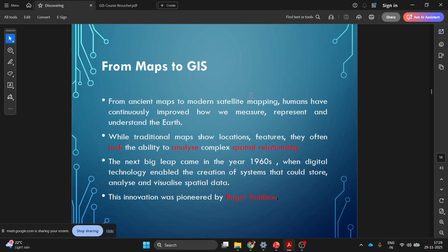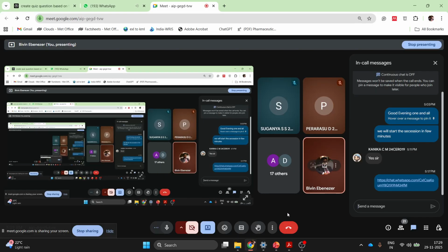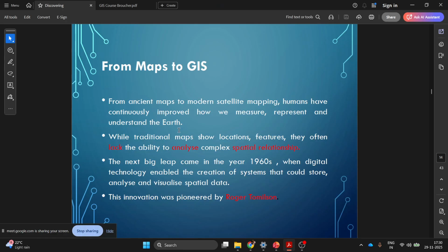So from maps to GIS, from ancient maps to modern satellite mapping, humans have continuously improved how we measure, represent, and understand the Earth. People have made different representations to understand how the Earth can be represented, because the Earth is a sphere. So continuous improvements have been made in measurements.